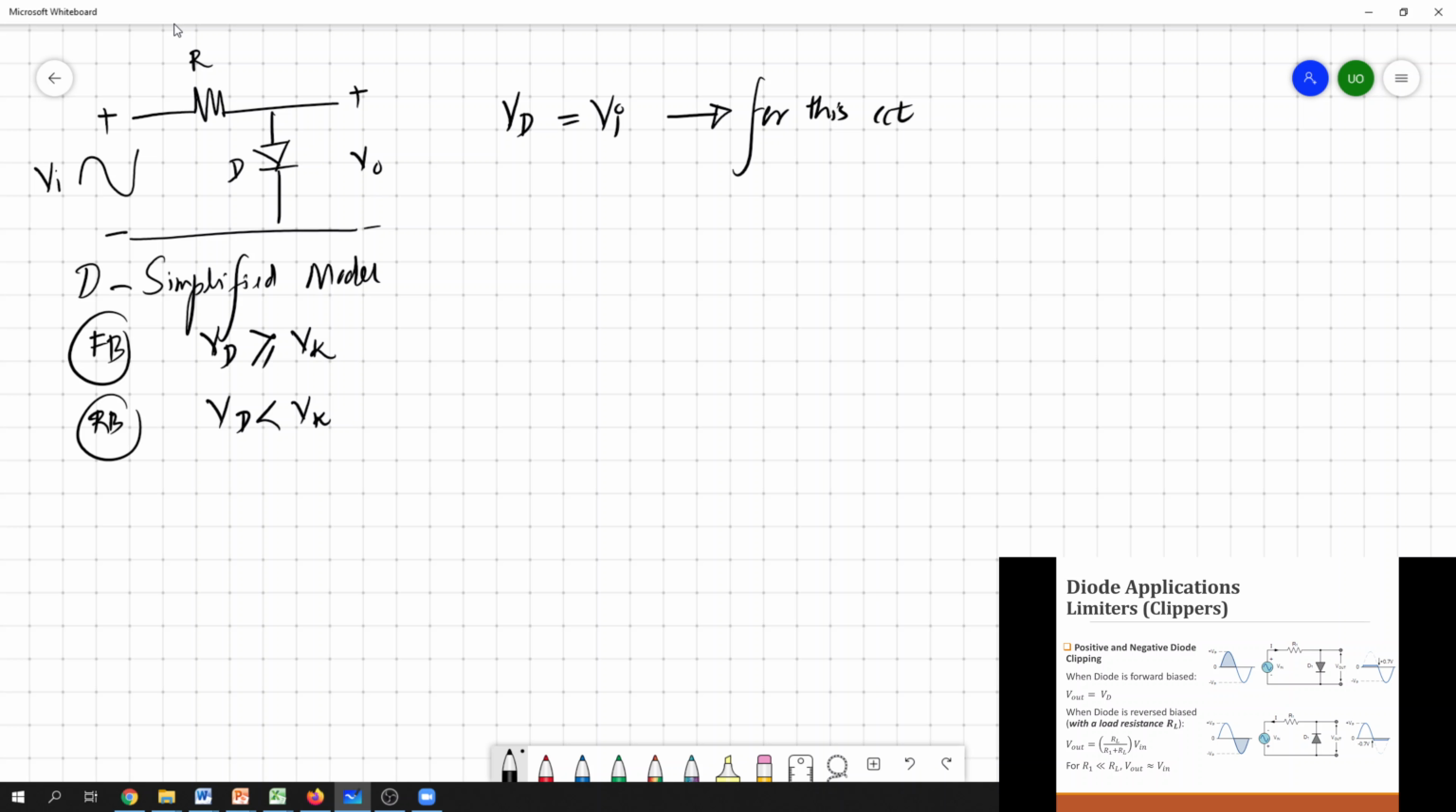So based on these two conditions we can simply identify two regions. If the diode is forward bias, we know that the diode drop should be greater than or equal to Vk. So once you plug this in, we can easily say that your input voltage should be greater than or equal to Vk to make it forward. So this is the condition that the circuit should maintain to make this diode forward bias.